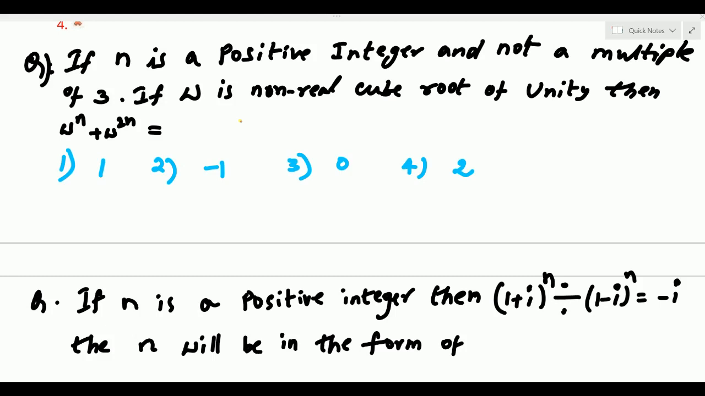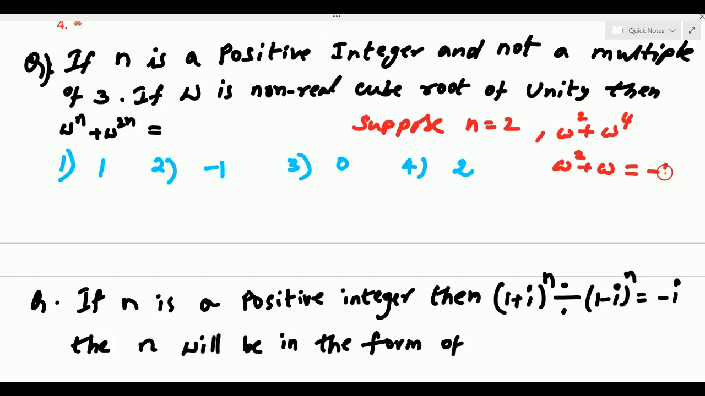That means suppose n is equal to 2. By the trial and error method, that is using tricks. Suppose n is equal to 2, take it. Not a multiple of 3, we can take any. If we take n equal to 2, what is this? Omega power n is omega square, plus omega power 2n is omega power 4. Omega power 4 we can write as omega into omega cube, whose value is 1. What is this result? Yes, it is exactly -1.